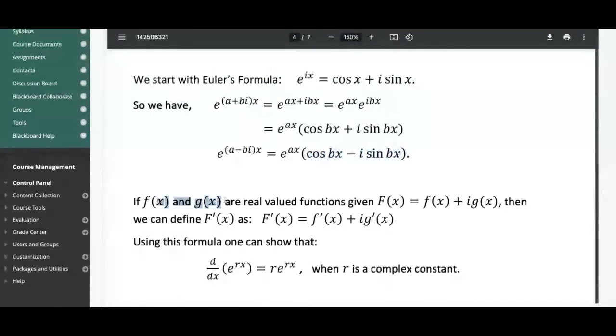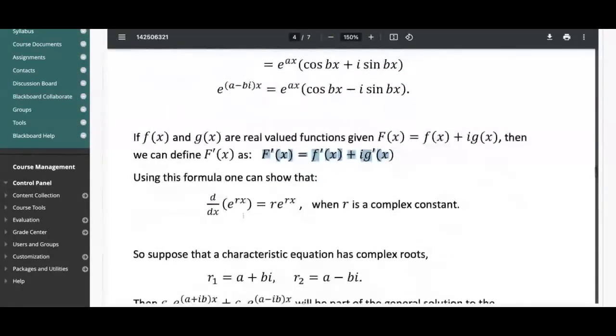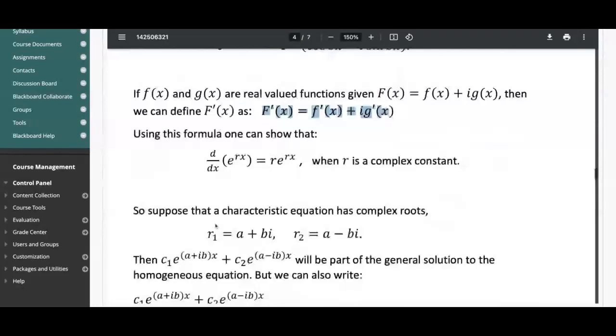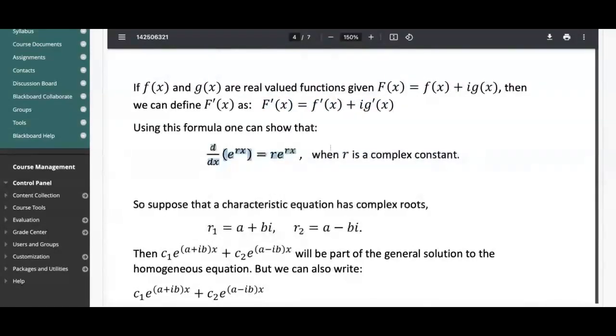So if f and g are real valued functions, given as this, capital F of x with real part f of x and imaginary part g of x, then we can define F prime of x as the first derivative of the real part plus i times the first derivative of the imaginary part. Okay, very intuitive. So using this formula, we can still use it when r is a complex constant.